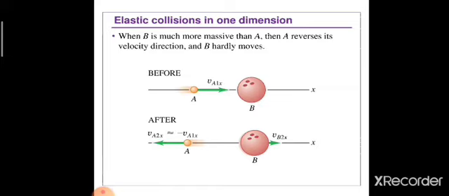Now let us take the second case. When B is much more massive than A, that is, the second object has a comparatively higher mass compared to the first object, then A reverses its velocity direction and B hardly moves. That is, VA2x will be approximately minus VA1x and VB2x will be equivalent to 0.